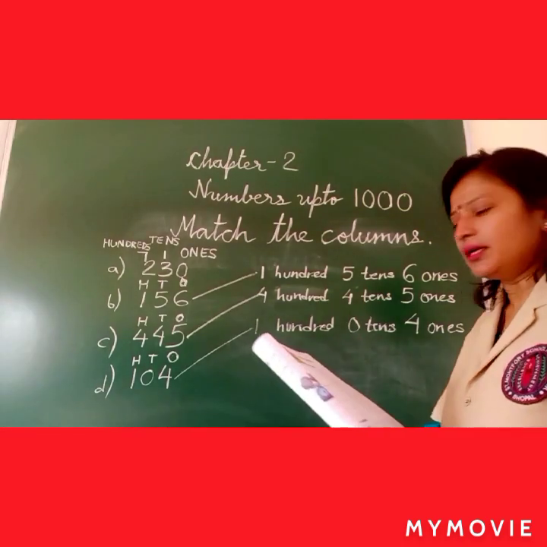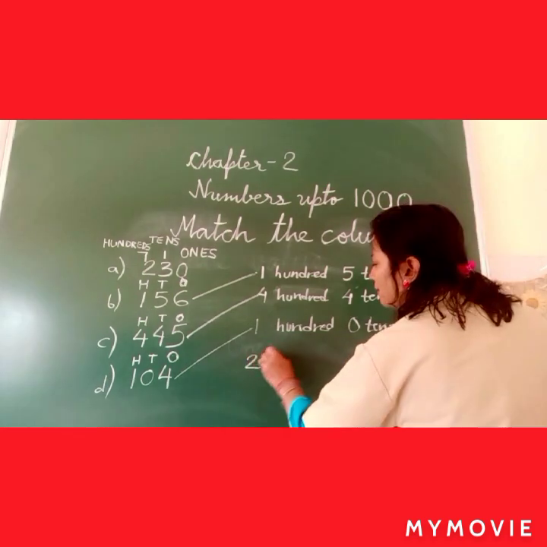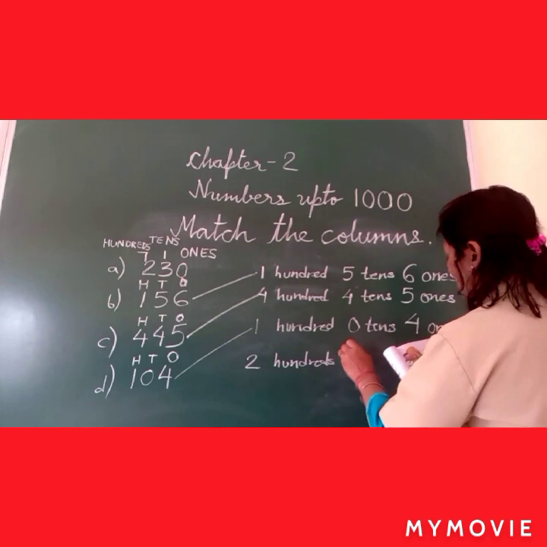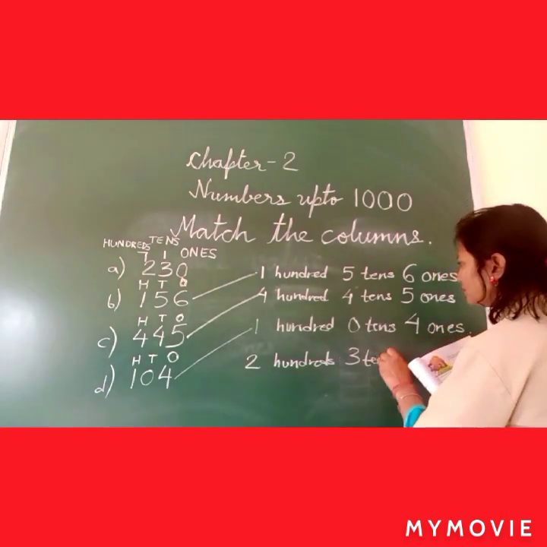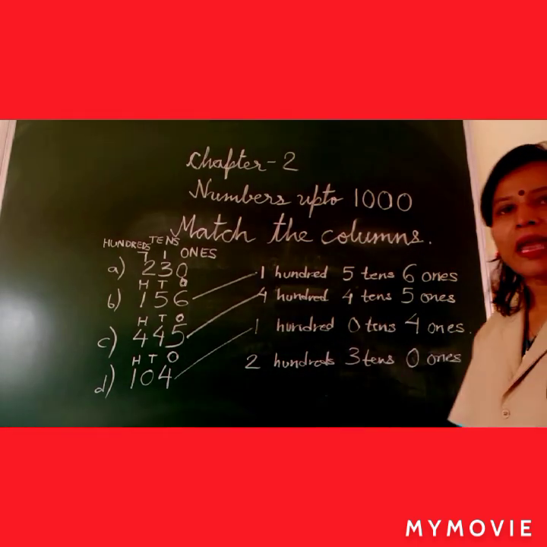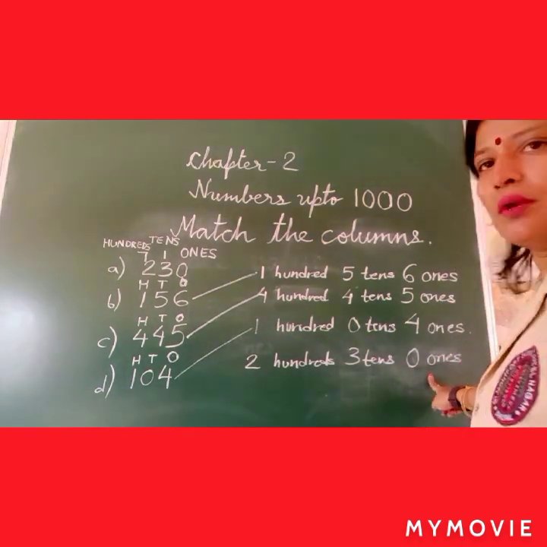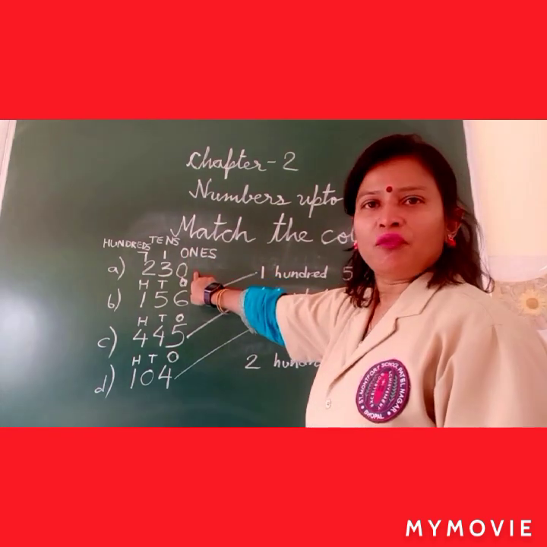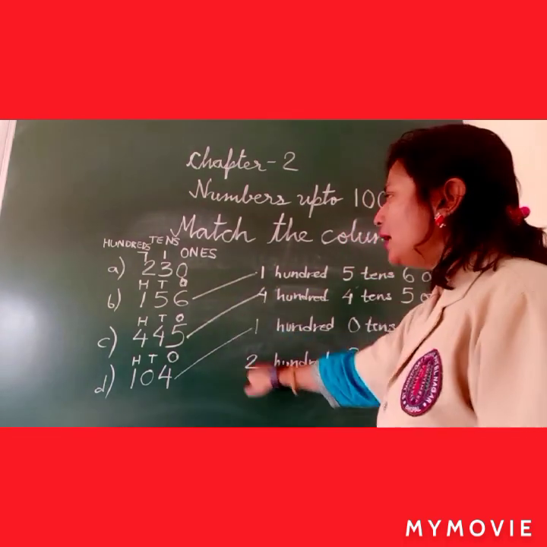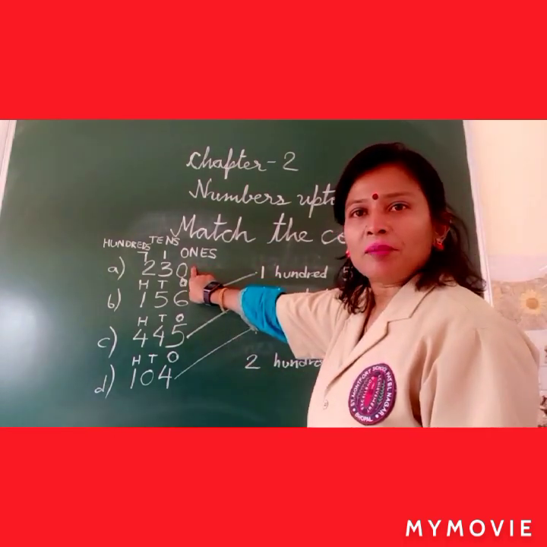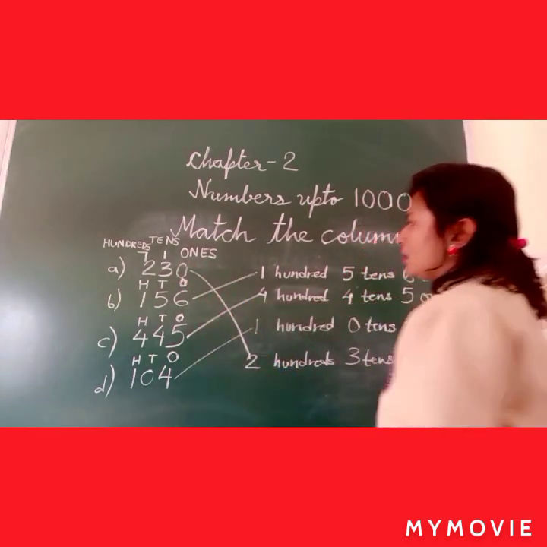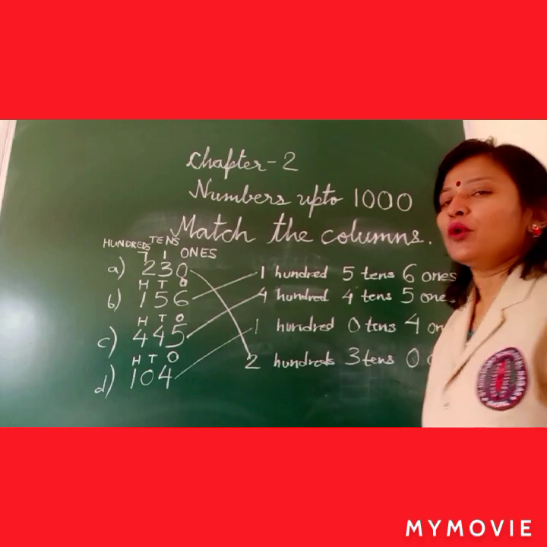Let me write the another one. 200, 3 tens, 0 ones. Now can I find the number 230? Yes. First column here. So I will join the column A and column B with the right answer. Hope you understood.